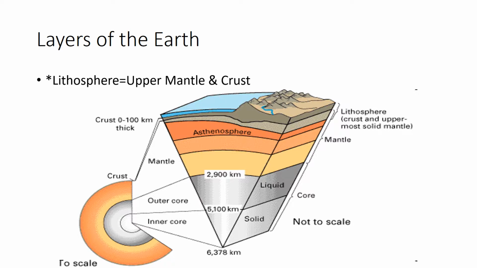You're going to hear the term lithosphere, and the lithosphere is the upper mantle and crust, and it is the area where we witness changes that affect us on our planet. This lovely slice that we see here is not to scale, but it shows you the solid core, the liquid core, the mantle. The asthenosphere is part of the mantle and just below the lithosphere, and then our lithosphere, which is the uppermost solid mantle, and the crust.